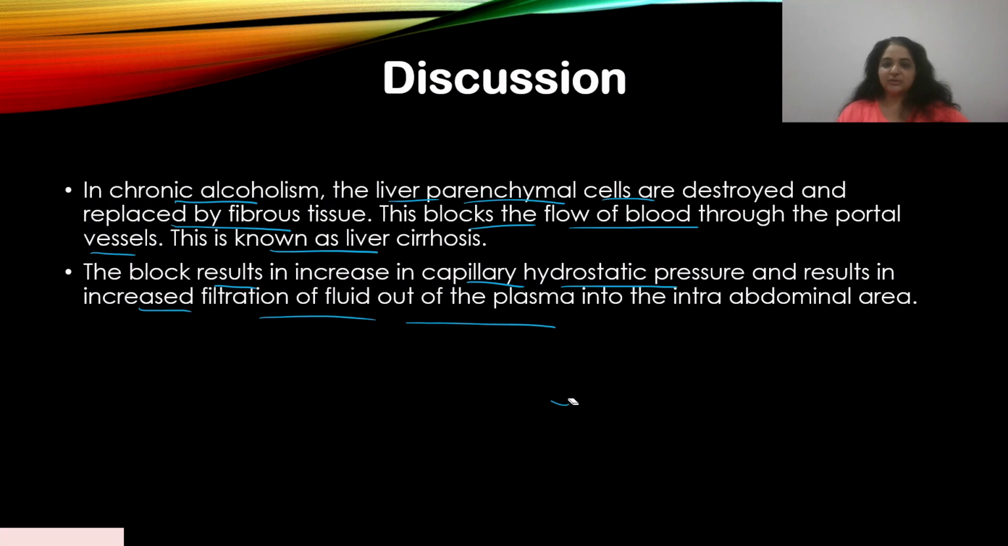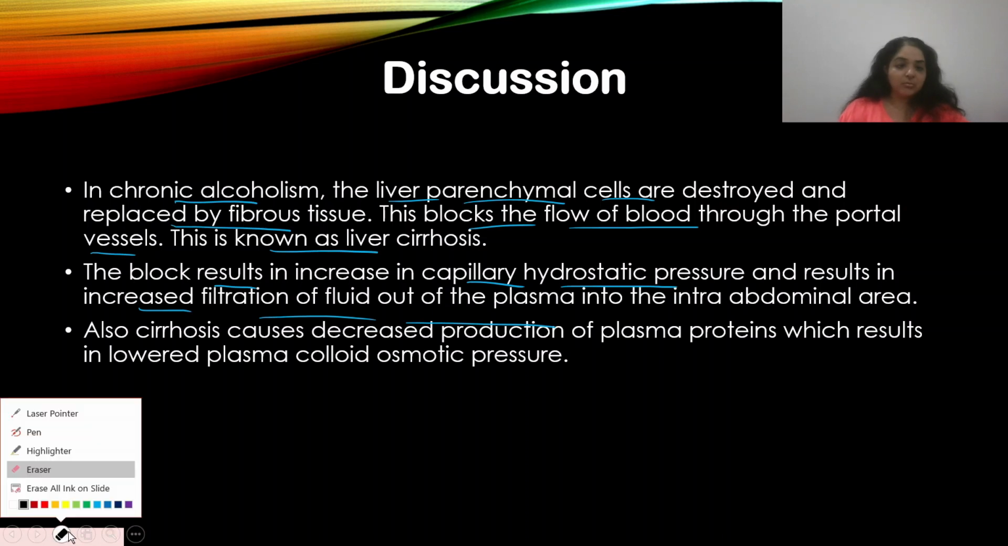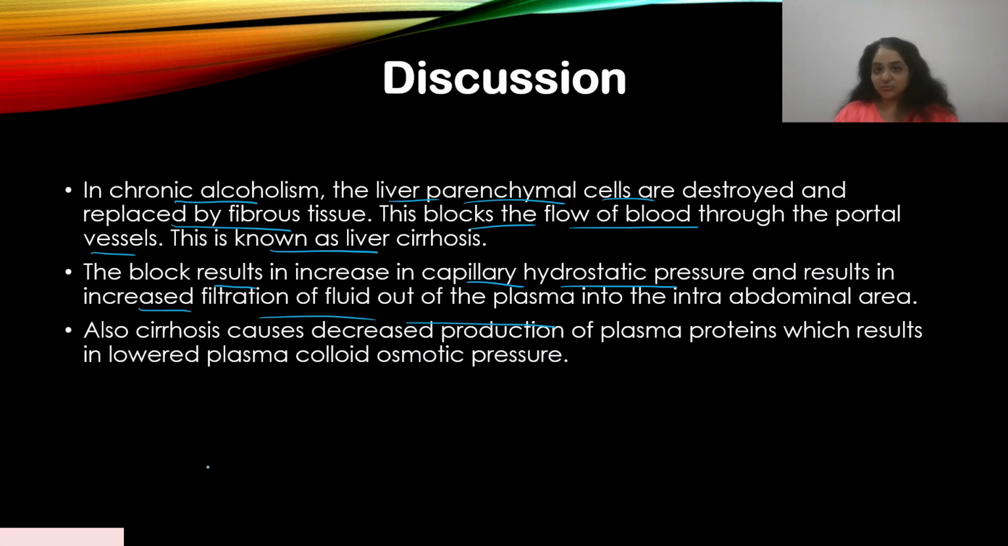It's an indication of liver cirrhosis. Now also, cirrhosis causes decreased production of plasma proteins. Obviously, the liver is a very, very important organ of our body, and it produces lots of proteins too, right? So if there is cirrhosis and the liver cells are destroyed and replaced by fibrous tissue, liver cells can't do their job of producing proteins. So there's a decreased production of plasma proteins, which results in lowered plasma colloid osmotic pressure. Okay.